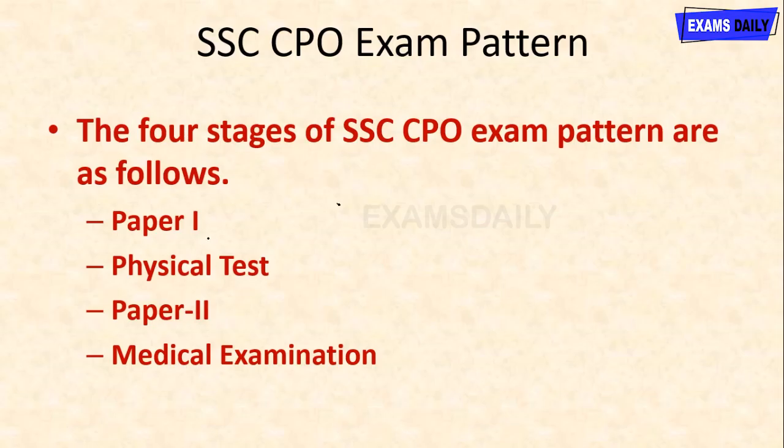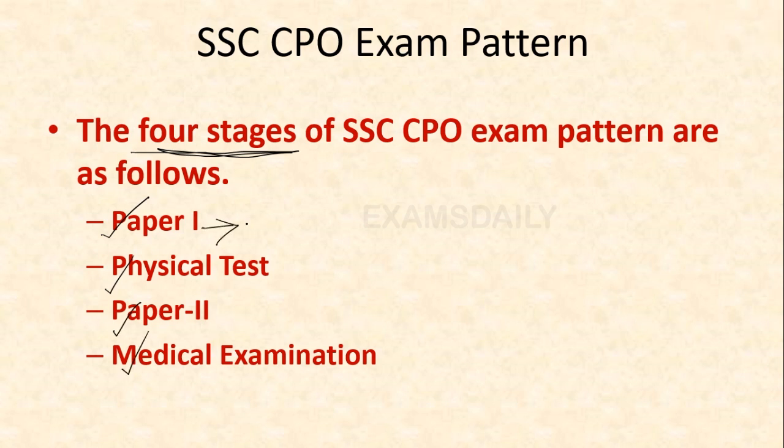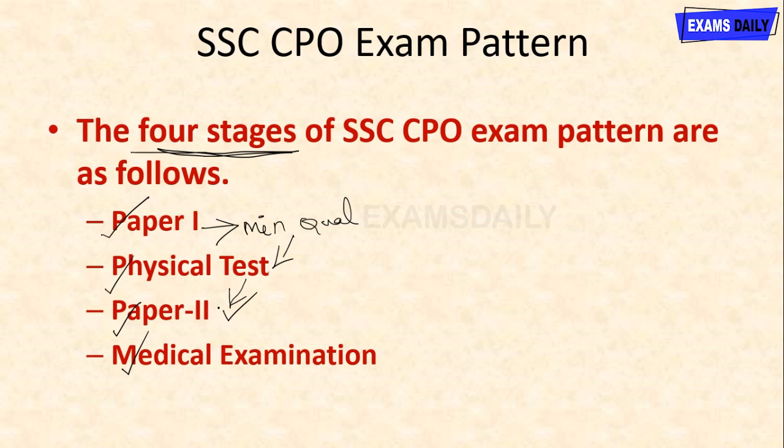First, the exam pattern. It comprises four stages of examination: first is paper 1, then the physical test, then paper 2, and the medical examination. Those who have completed paper 1 with the minimum qualifying marks are eligible for the physical test. Once you attend the physical test, you are eligible to write the paper 2 examination, and then you are called for the medical examination. This is the exam pattern for SSC CPO.